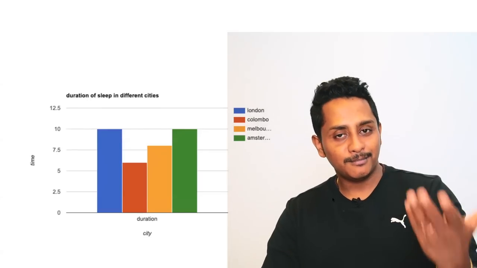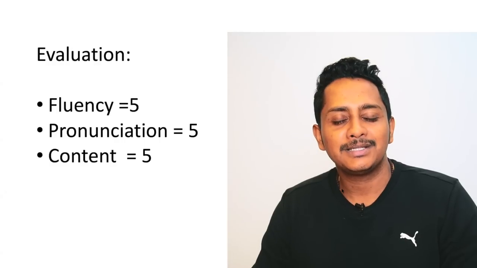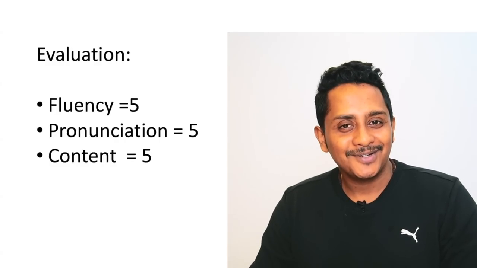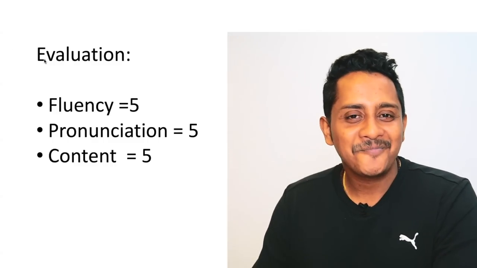The image can be a bar graph, something like this, a line graph, fish picture, my face also they can give. Anything, it doesn't matter. For all the questions, the strategy remains the same. Evaluation, it's fluency 5, pronunciation 5, content 5, they will say like that.